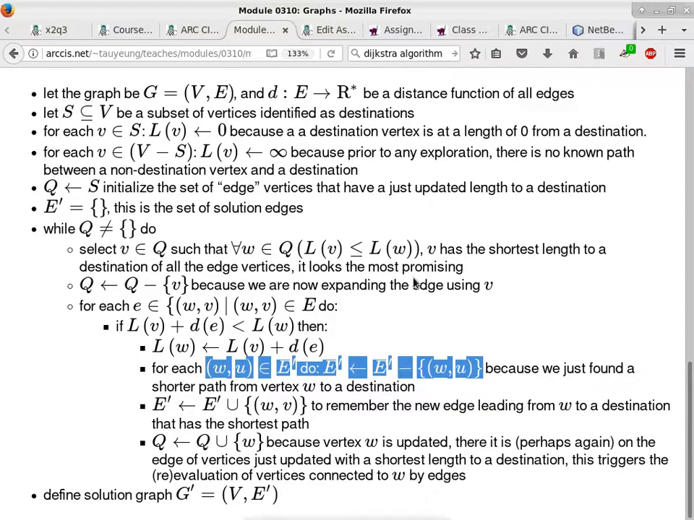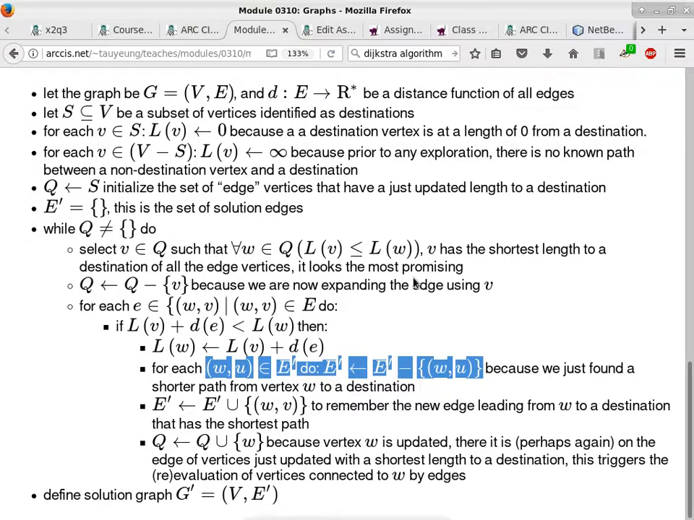So the edge that we thought was going from W... Okay, let me rethink how to phrase this. The edge directly going from W to what we thought was the shortest path should now be removed because it is no longer an edge that is leading from W to the destination. It's no longer a part of that shortest path.